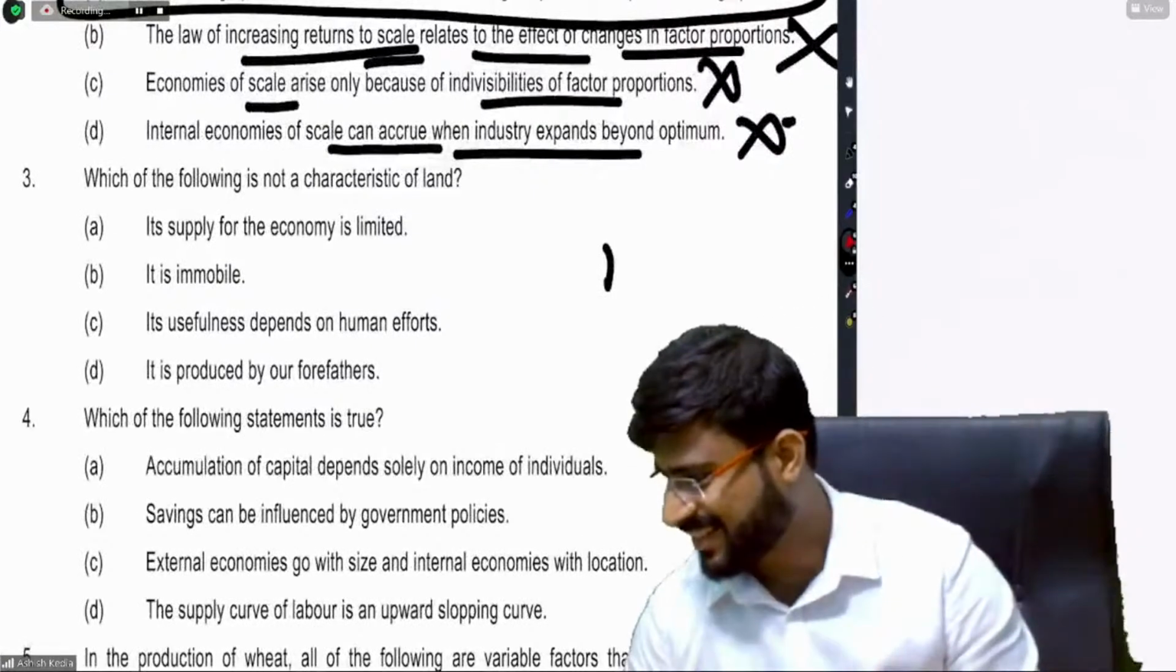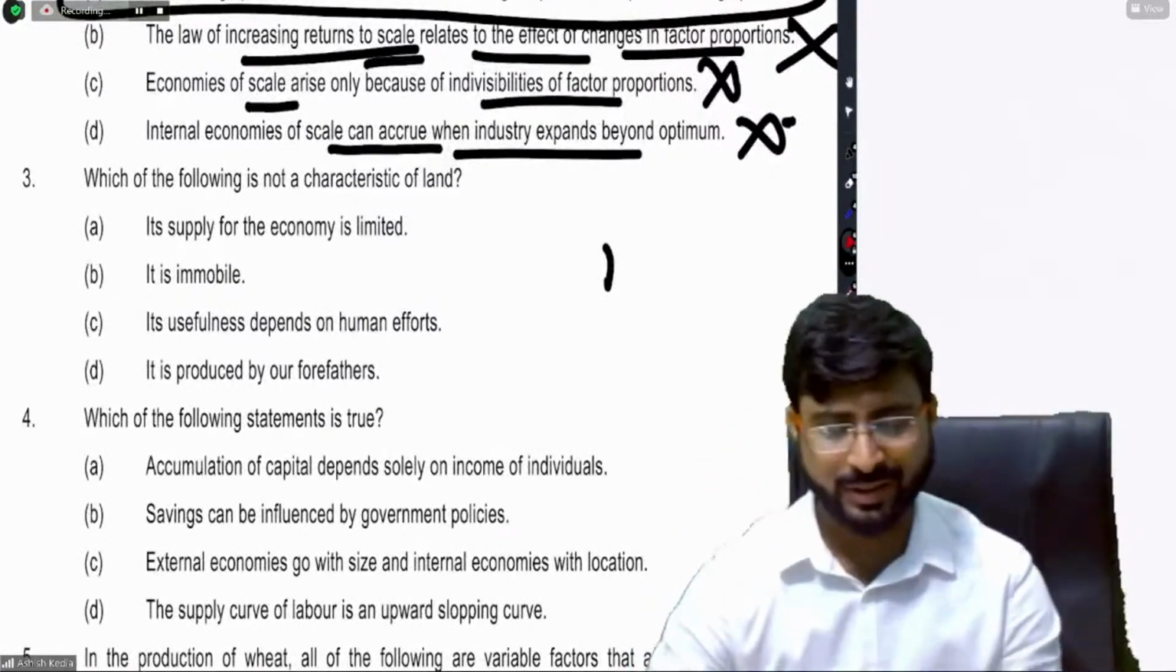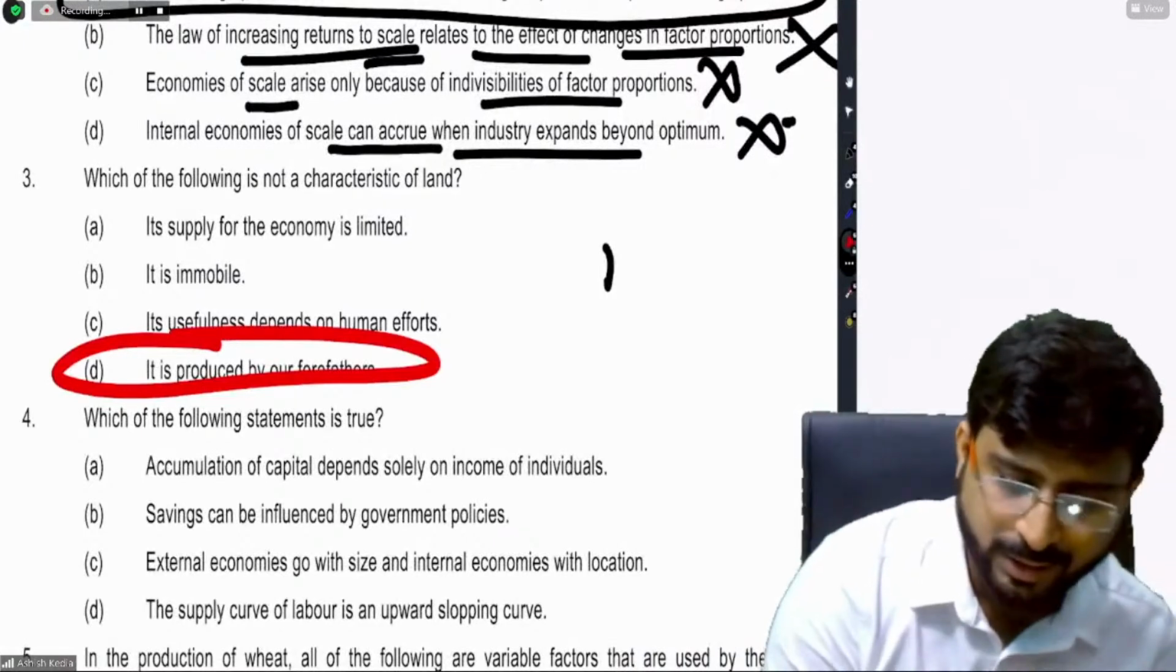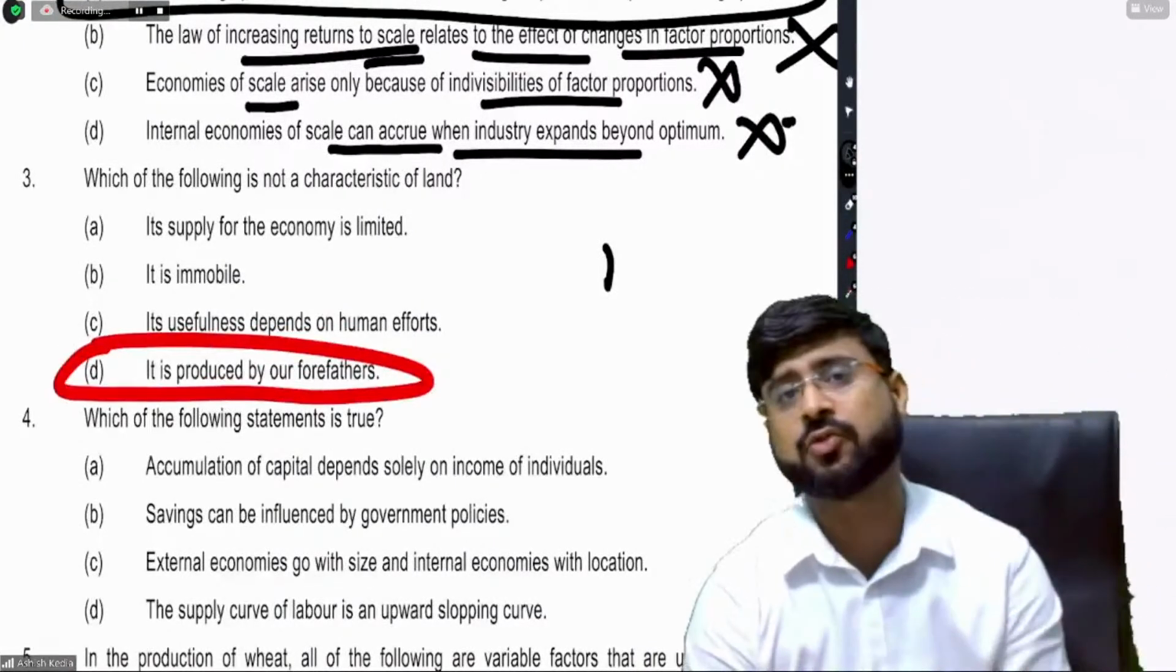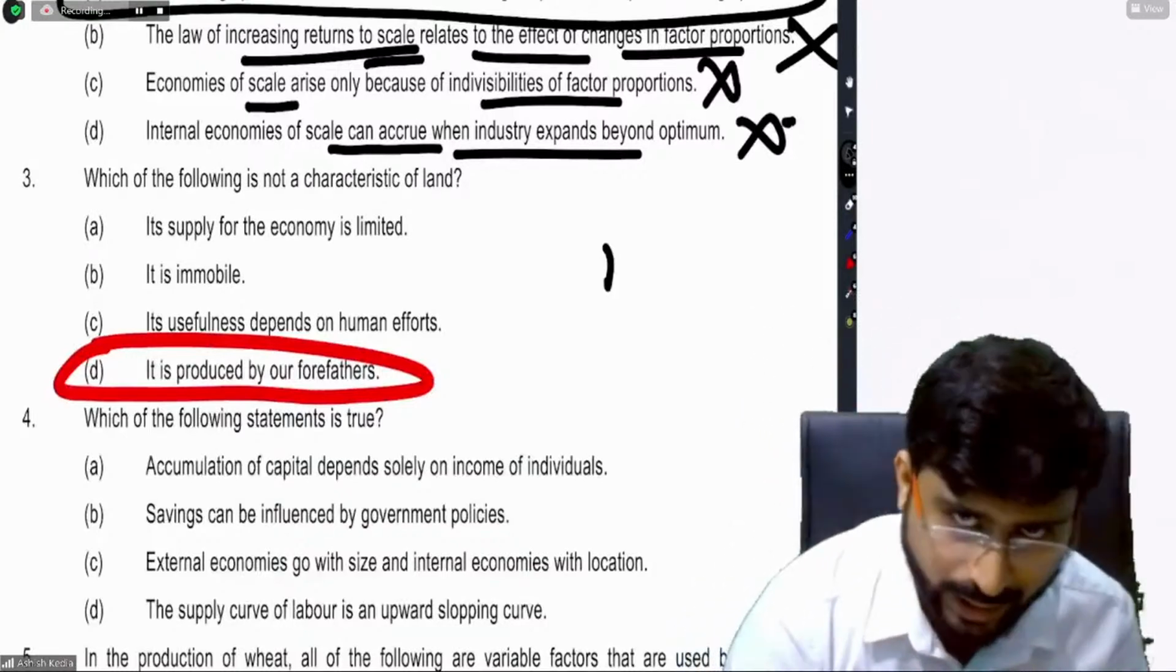This we have done. Yes or no? Absolutely. Because land is given to us by earth. It's a gift of nature, a free gift of nature. Nobody has produced land.